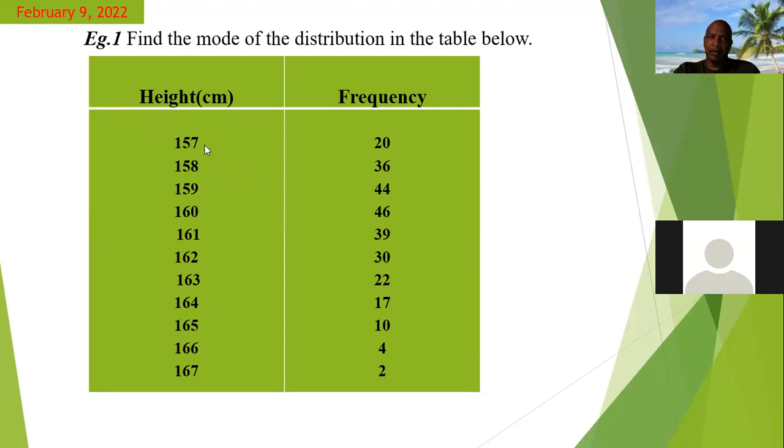Now, remember, these values in the left column are going to be at the center of these rectangles. And these values are also going to be on the x-axis. So on the x-axis, you would have your scale that represents your numbers from 157 up to 167.